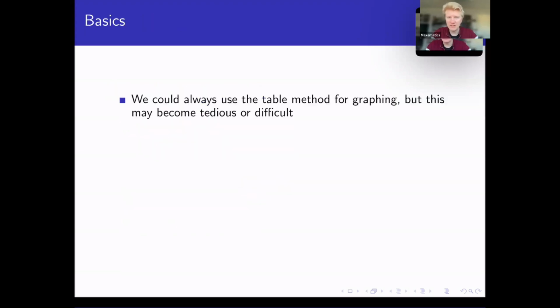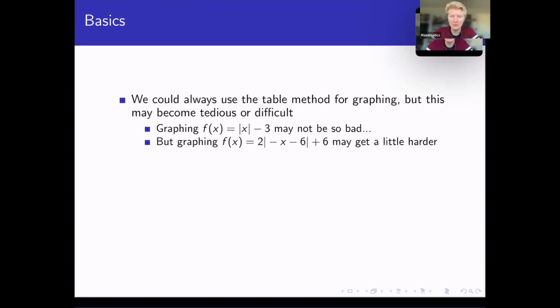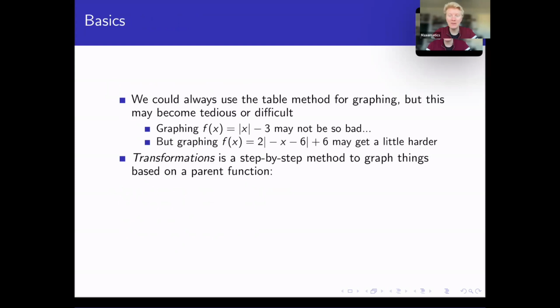So just as some basics, you could always use the table method for graphing, but this becomes really tedious or difficult the harder we get. So for example, if you wanted to graph absolute value of x minus 3, this isn't so bad. But the second you want to graph something like 2 times negative x minus 6 in absolute value plus 6, that's a lot harder. So transformations is a step-by-step method that helps us graph things based on a parent function. Basically, if we start with some function that we do know, we can do some sort of transformation to get to a function that we don't know.